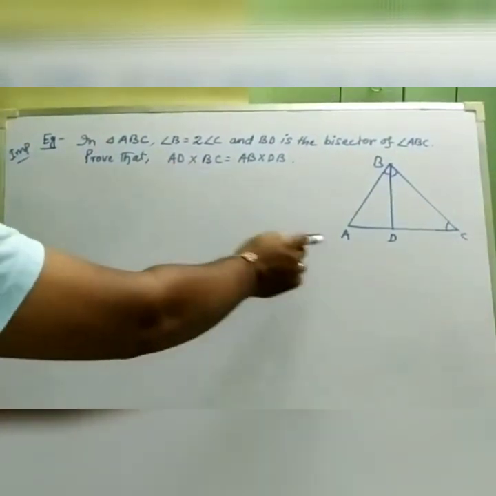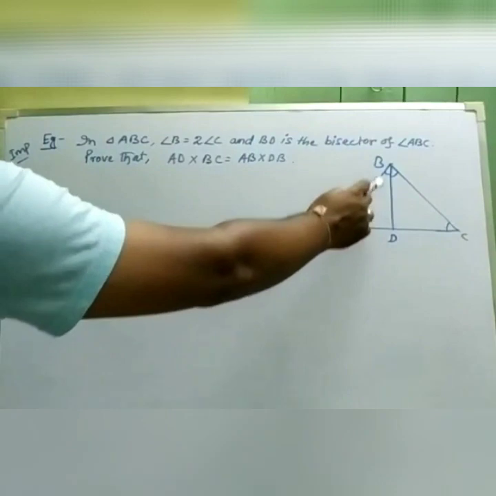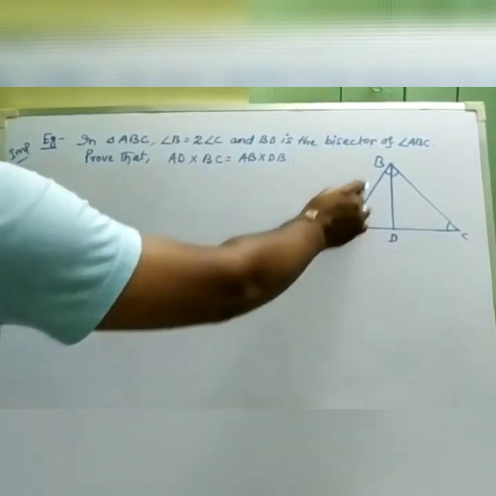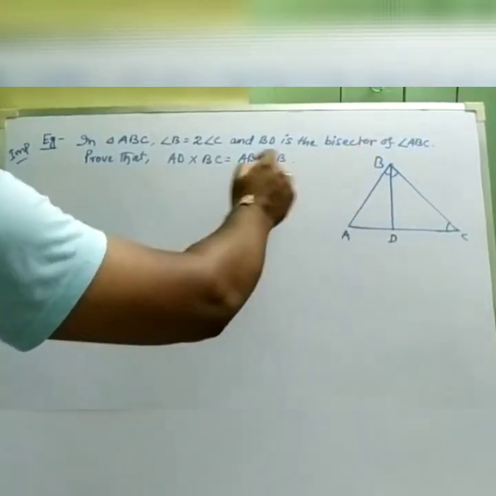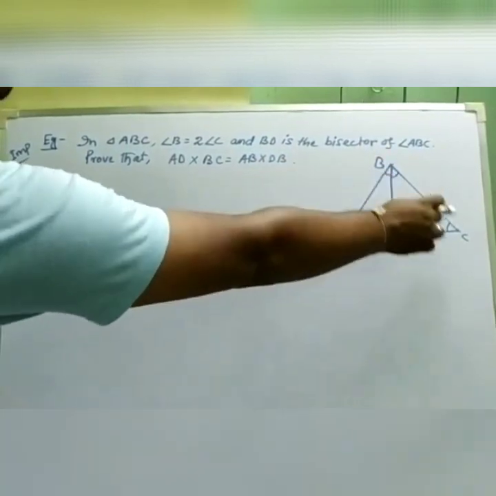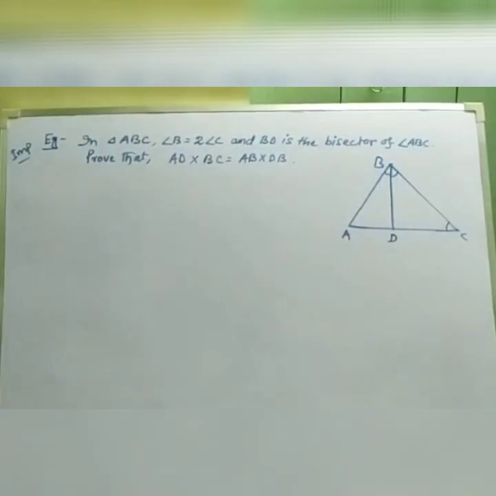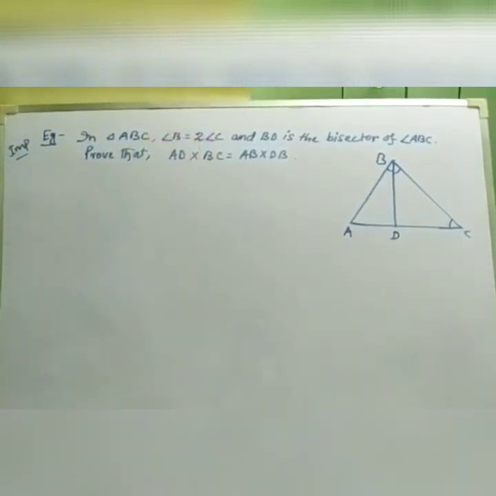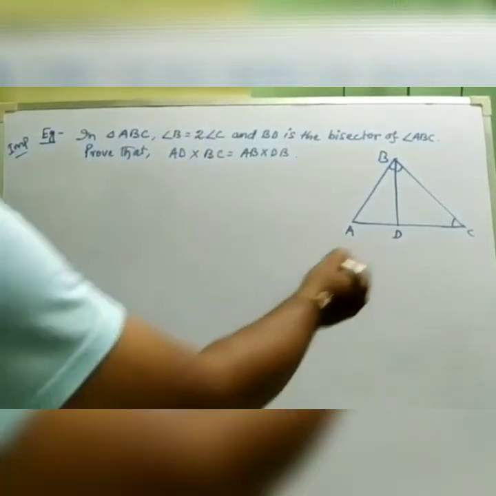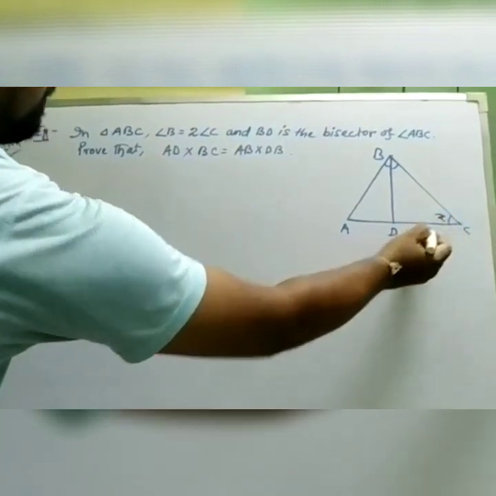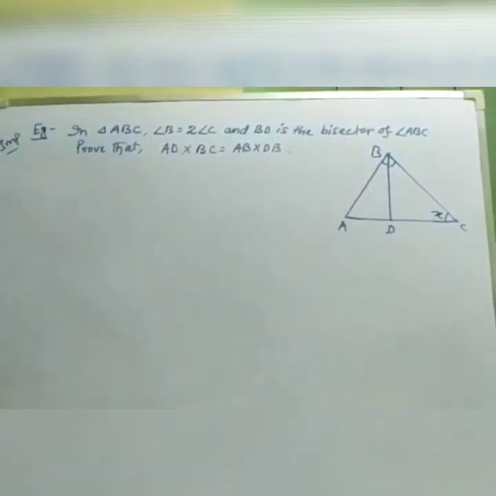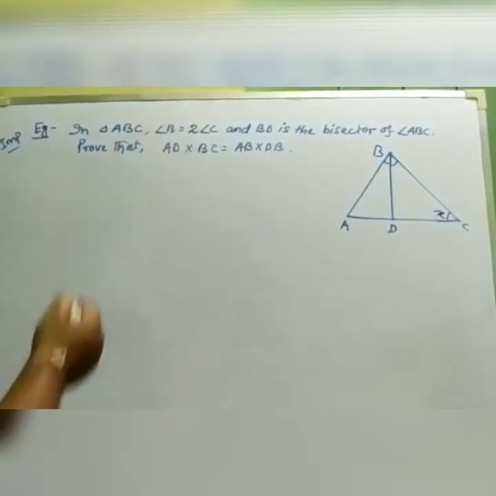Then you need to prove AD into BC is equal to AB into DB. AD into BC equals AB into DB, that you need to prove. So the condition is given angle B equals twice angle C. So let us take angle C as x. Then whole angle B becomes 2x from this condition.